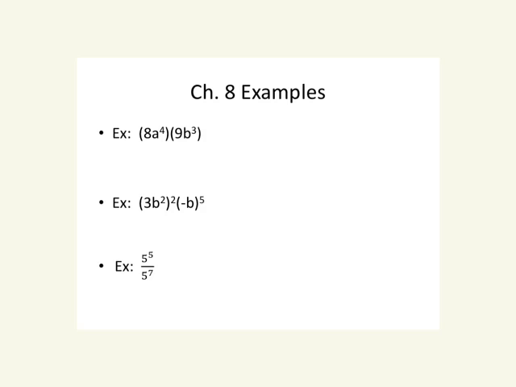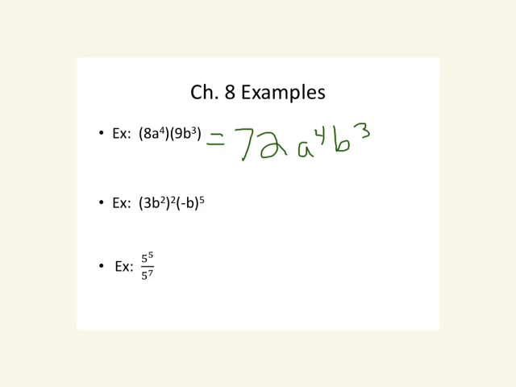8a to the 4th times 9b to the 3rd. So we're going to go ahead and apply our properties here with your coefficients, 8 and 9. You multiply those two. 8 times 9 is 72. And then with our exponents, we have a to the 4th times b to the 3rd. Now a to the 4th times b to the 3rd, we cannot combine that to be ab to the 7th. It would just simply be a to the 4th, b to the 3rd.